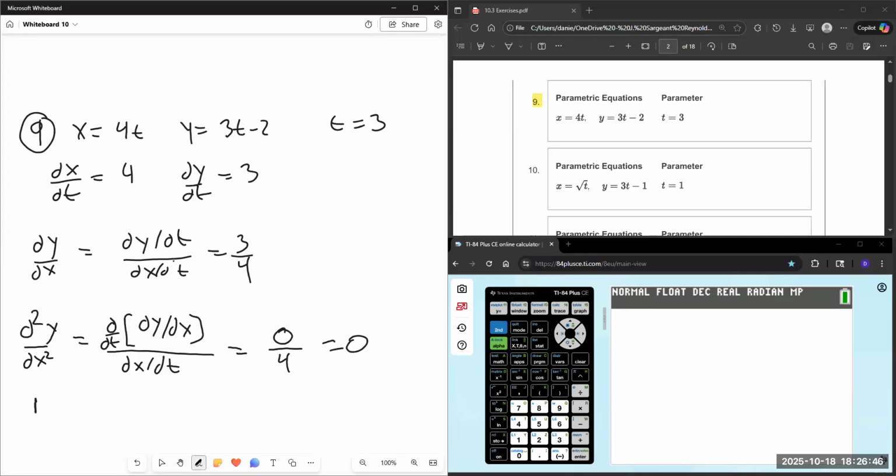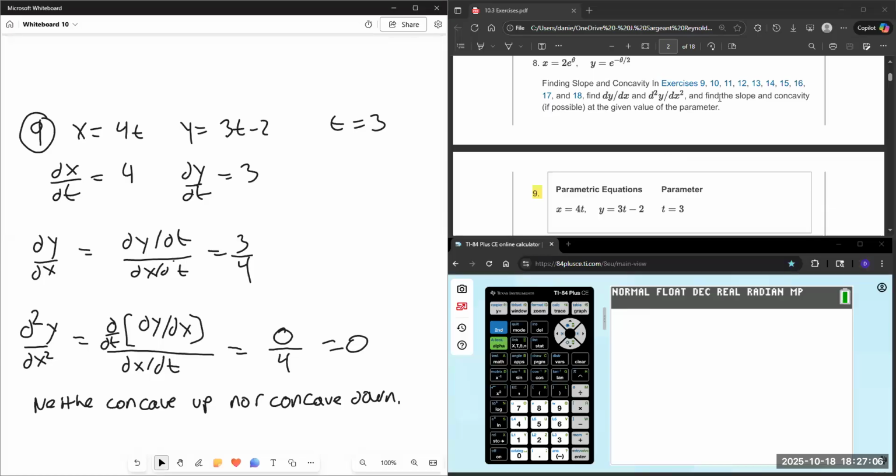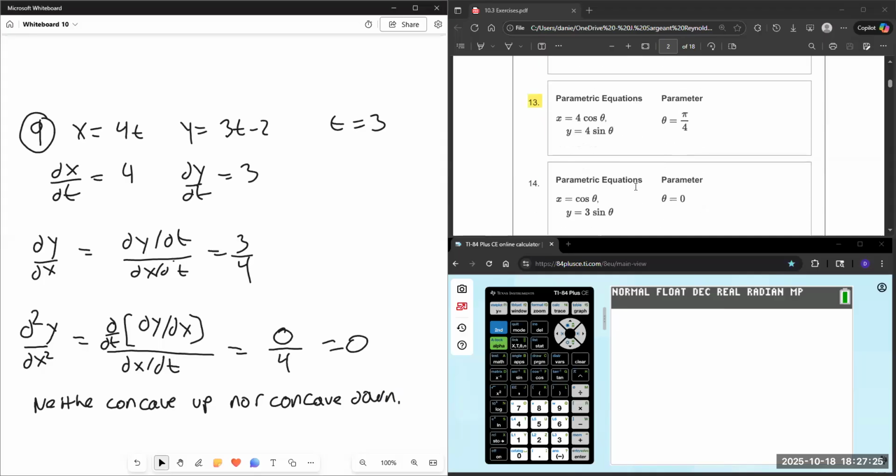So we're neither concave up nor concave down at this point. Let me just show you my instructions. I was supposed to find the first derivative and the second derivative and the slope, which we found, which was a positive 3/4, and the concavity, if possible. There was no concavity, and just make a statement about the concavity, whether it's concave up or concave down, based off of the information that we find. So let's look now at number 13.